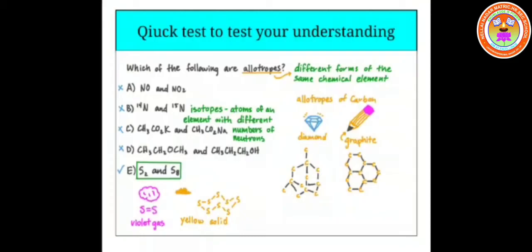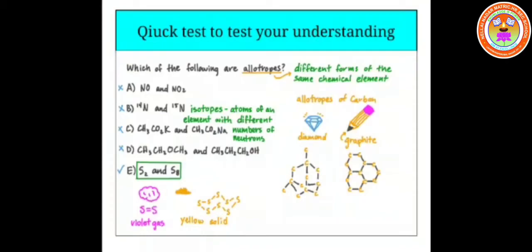Now, what is the question, children? Which of the following are allotropes? What do you mean by an allotrope? Atoms of the same element with different physical properties and same chemical properties are called allotropes. Allotropes are made up of the same element. They have got different appearance. They have got the same chemical properties.